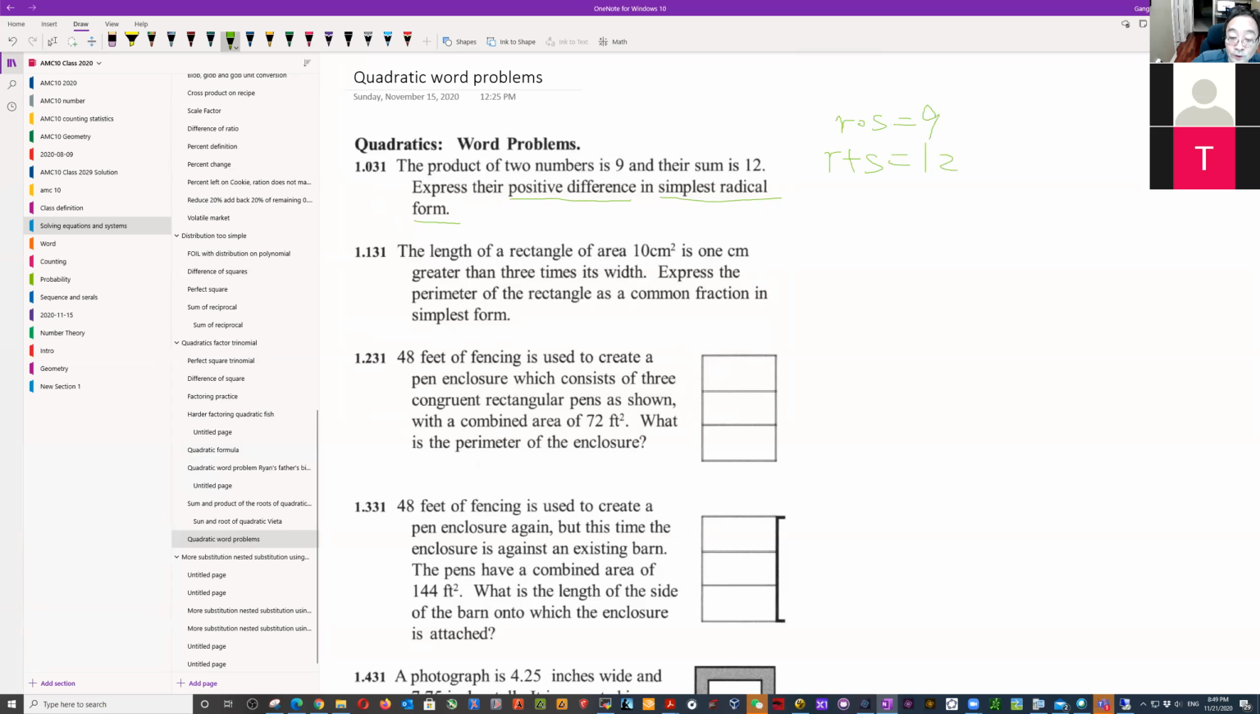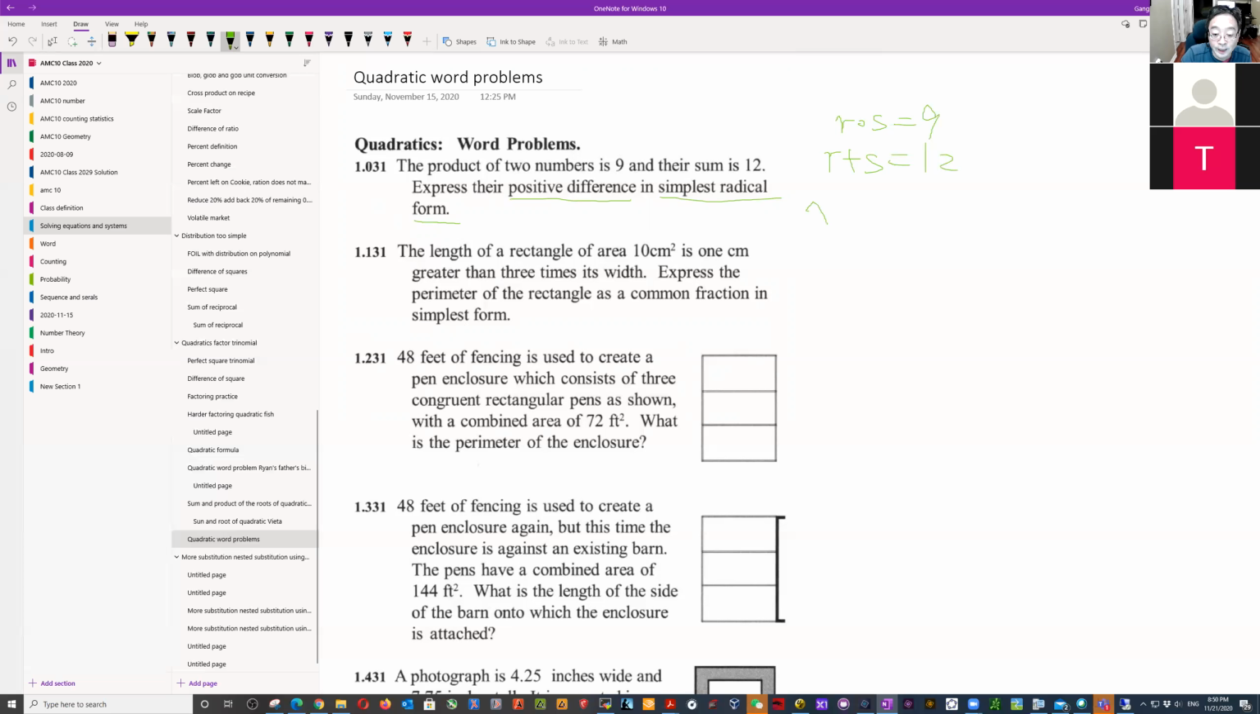So basically, we will just have to reconstruct this equation by using these numbers. And so it's already told me the difference of the roots and the sum of the roots.